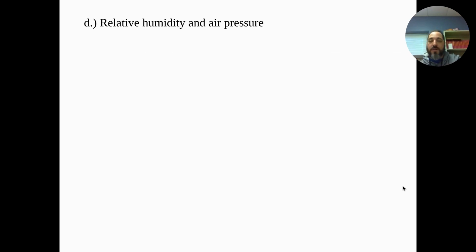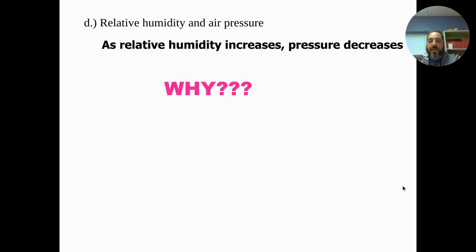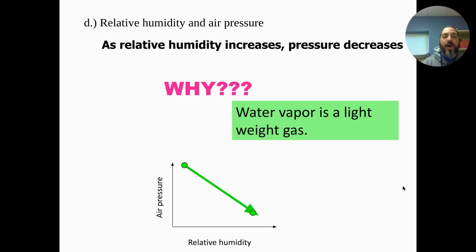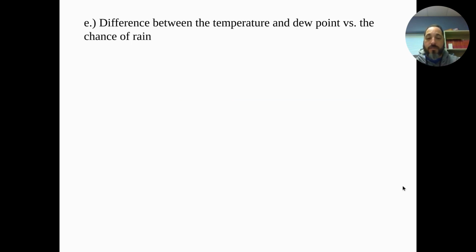All right, relative humidity and air pressure. So as relative humidity increases, pressure is going to decrease. Why is that? Water vapor is a lightweight gas, so that is going to cause my pressure to lower. So the more water you have in your atmosphere, the lower the pressure is going to be, because there's more lightweight gas versus our heavier gases like oxygen and nitrogen.